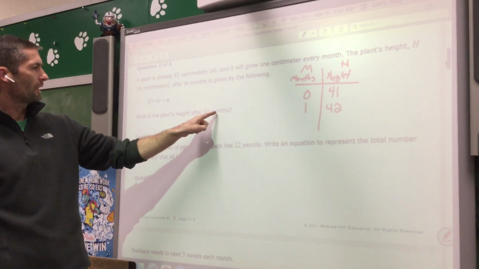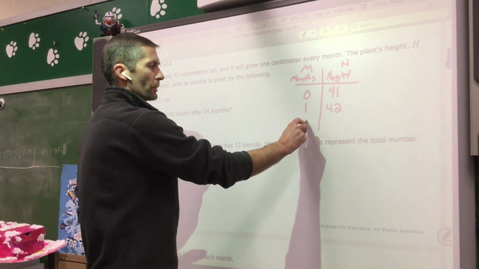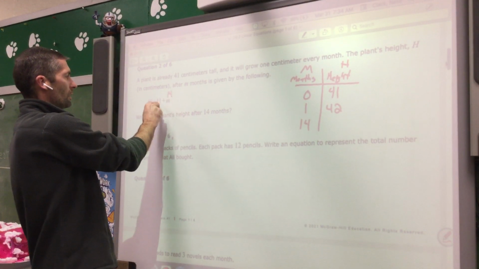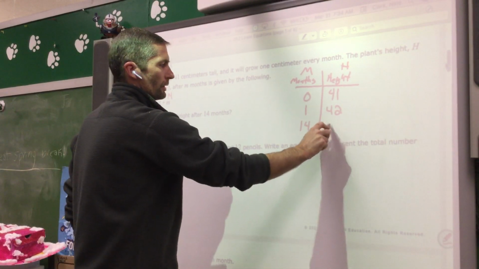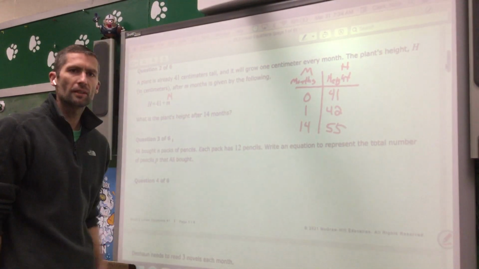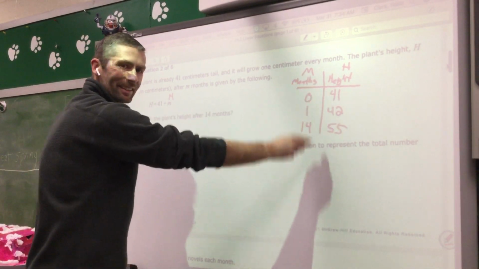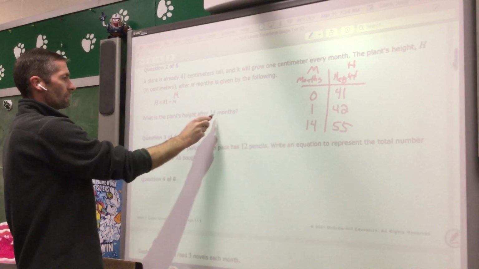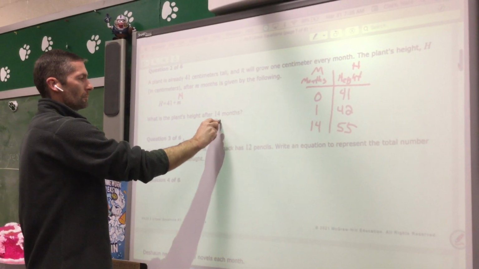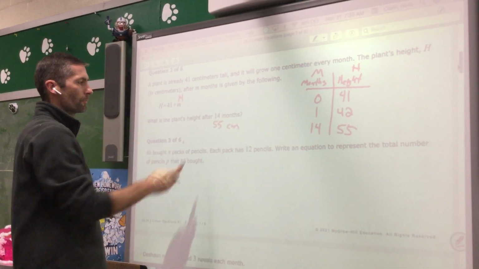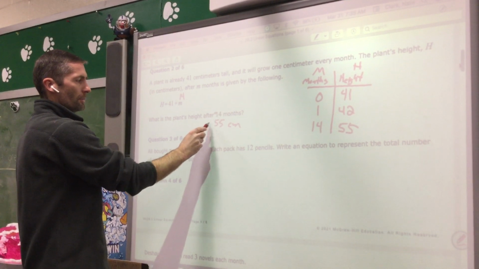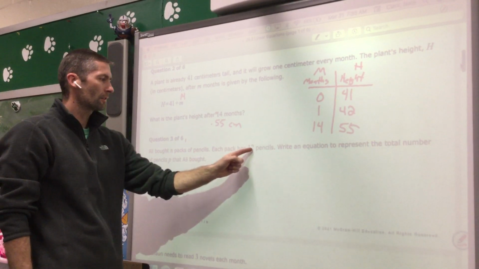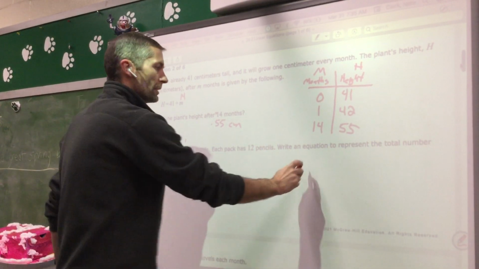What is the plant's height after 14 months? So after 14, we're going to plug 14 into my equation here. 41 plus 14 is 55. Could you have just plugged and chugged? Yes. But I want us to get into this algebraic thinking mode here. The answer is 55 centimeters. Okay. This is my independent. This depends on that. Allie bought n packs of pencils. Each pack has 12 pencils.